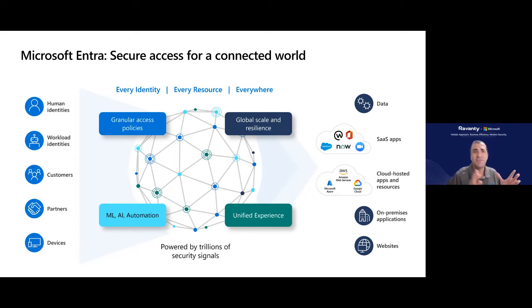You have all types of different identities. You have human identities. These are your user accounts. You have your workload and service accounts. You have your customers that you deal with through B2B Direct Connect, through B2B guest users. You have partners that you collaborate with. And of course, you have your endpoints. So there's quite a lot of signals that Entra ID is processing on a daily basis.